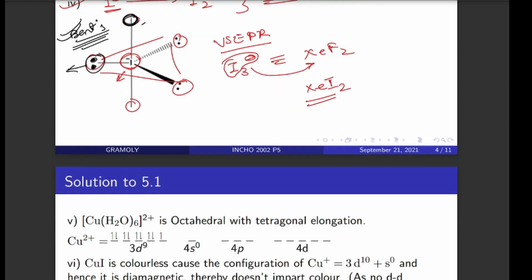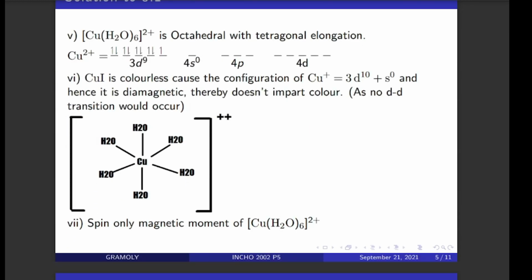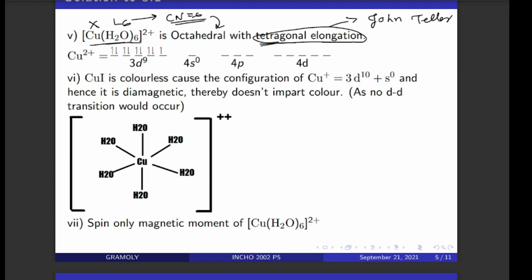Then we have to comment on the shape of this hexa-aqua complex of copper. As you can see, this is the central metal atom, and it has 6 ligands. So obviously the coordination number would be 6, and the shape corresponding to this would be octahedral. But there would be a tetragonal distortion, which relates to a concept known as Jahn-Teller distortion, which we will study in detail in further videos, so stay tuned for that.